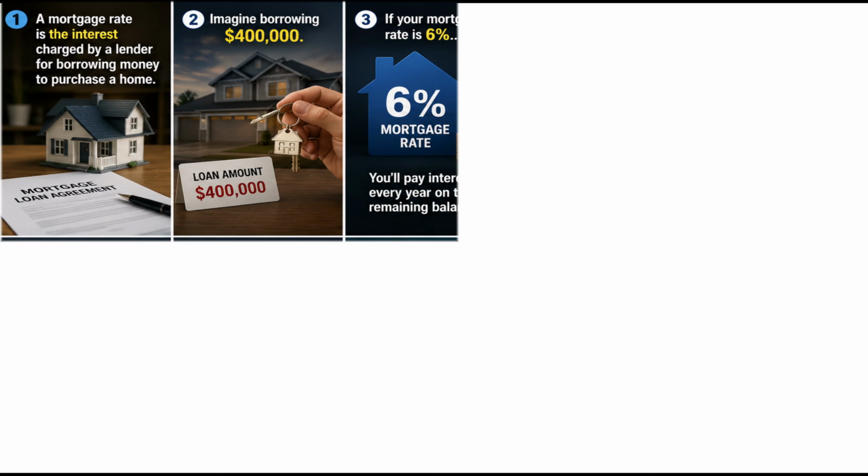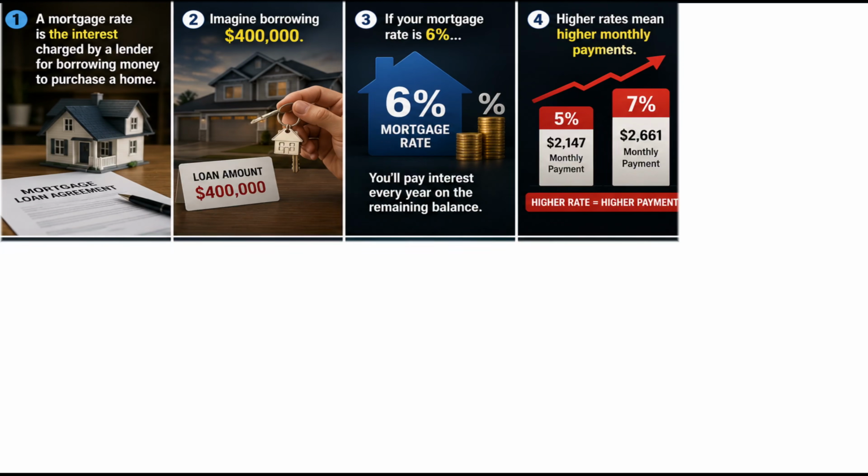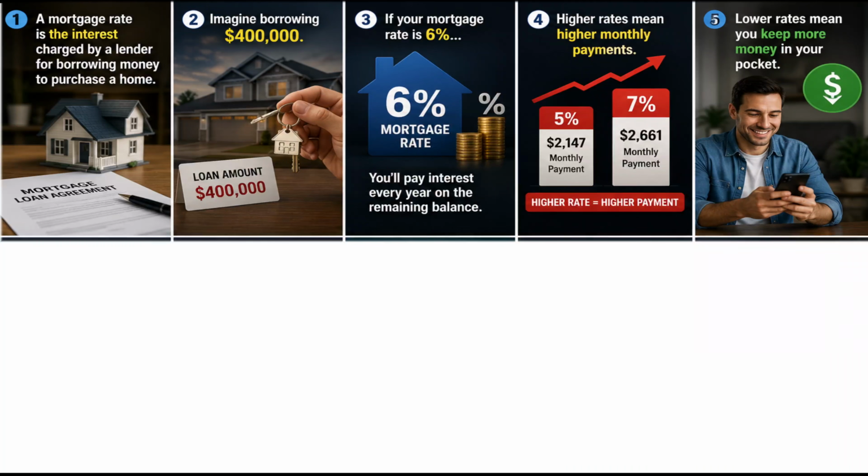What is a mortgage rate? A mortgage rate is the interest charged by the lender for borrowing money to purchase a home. Imagine borrowing 4 lakh dollars. If your mortgage rate is 6%, you will pay interest every year on the remaining balance. Higher rates mean higher monthly payments. Lower rates mean you keep more money in your pocket. Even a small difference matters.